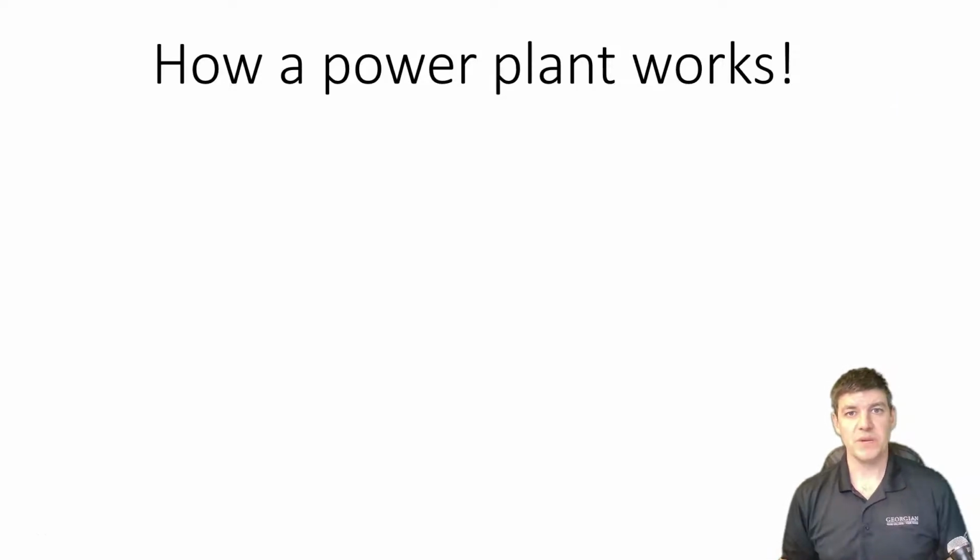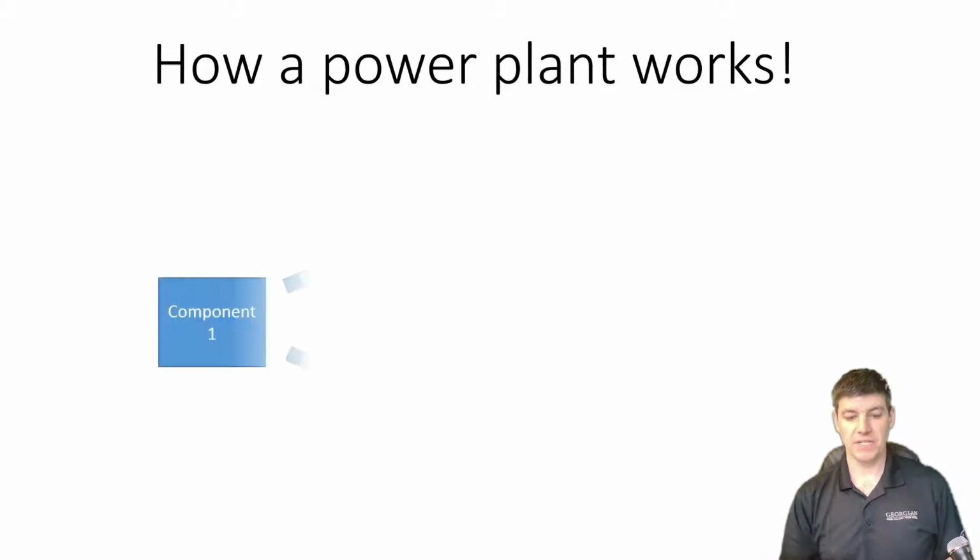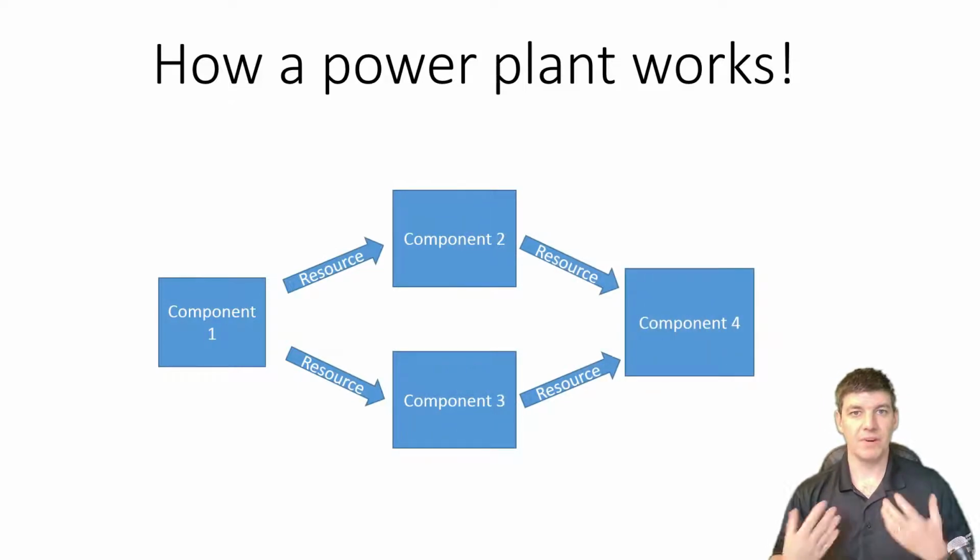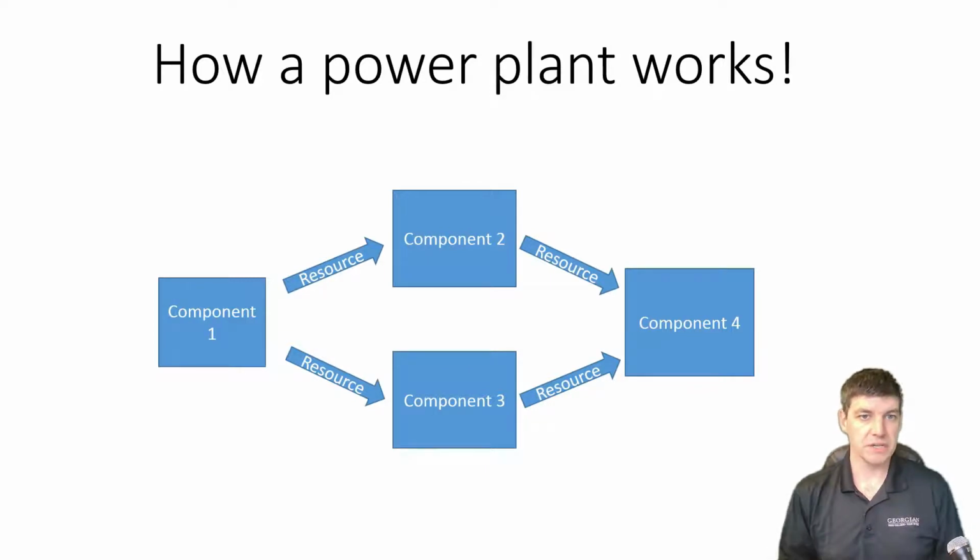Hi, last week we introduced the idea of how a power plant works, and we came up with a concept that when we have a plant, we have a bunch of different components, and they all provide resources to each other. Those resources typically are fluids, and usually they contain energy. So we transfer energy around using fluids from component to component.